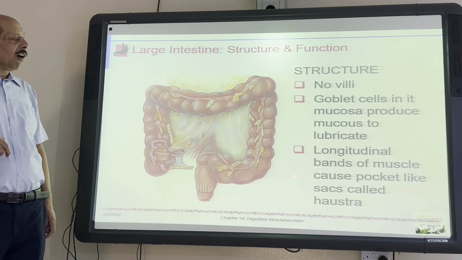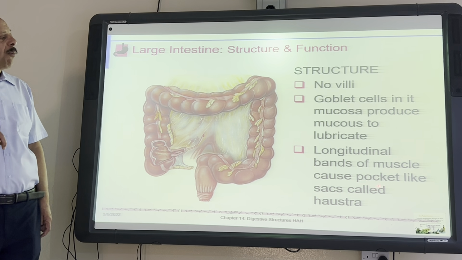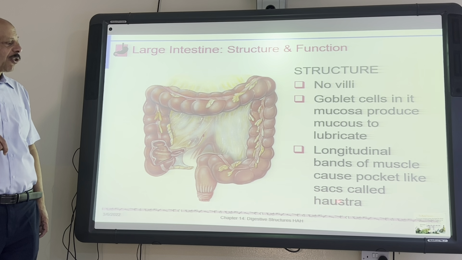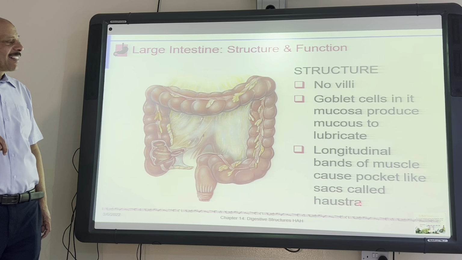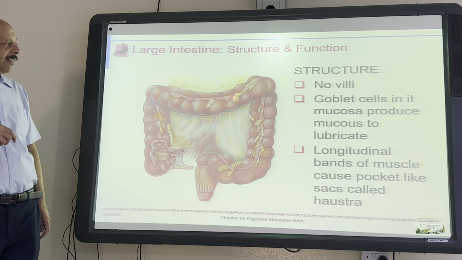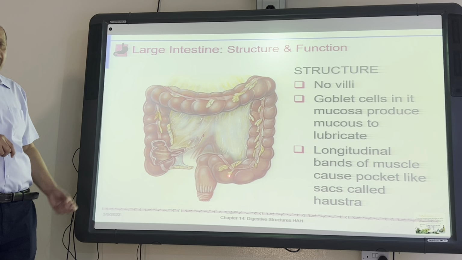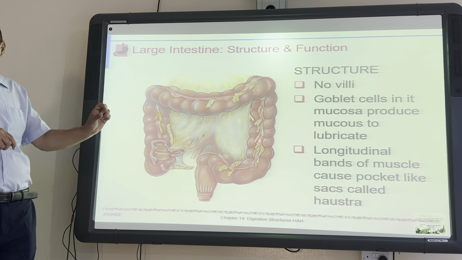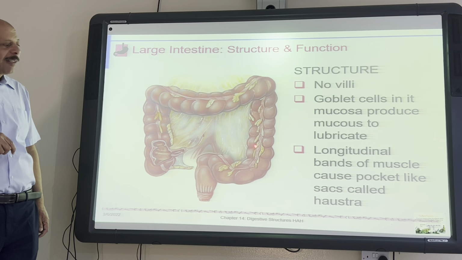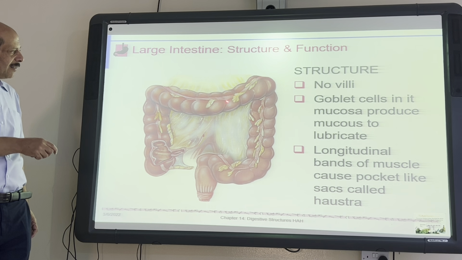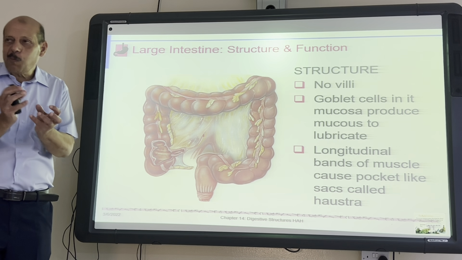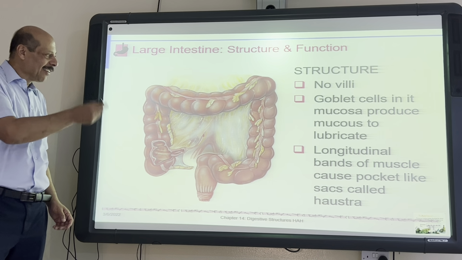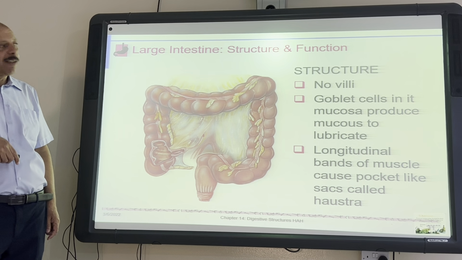Longitudinal bands of muscle cause bucket-like sacs, which are called the haustra. If you see that, it is as if it is divided into small buckets. So each one is called haustra. Those parts are similar to small balls connected to each other.